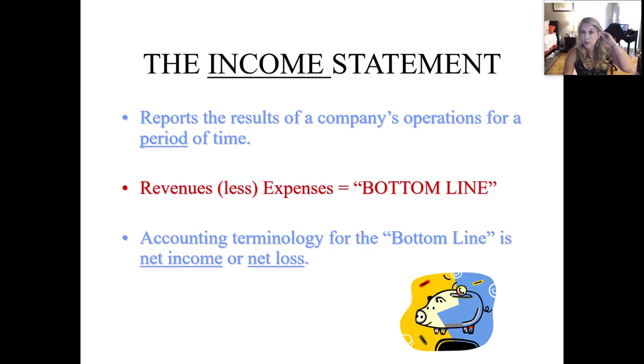So we'll start with the income statement. So the income statement, sometimes you may hear it called a P&L statement or a statement of operations. They're all the same thing. What this statement does, it reports a company's operations, the results for a period of time, like a month, a quarter, or a year. The basics of this statement, real simple. You take all of your revenues or your money coming in, minus all of your expenses, your money going out, and that gives you what we call the bottom line in accounting.